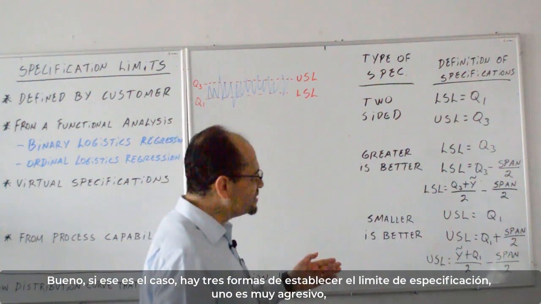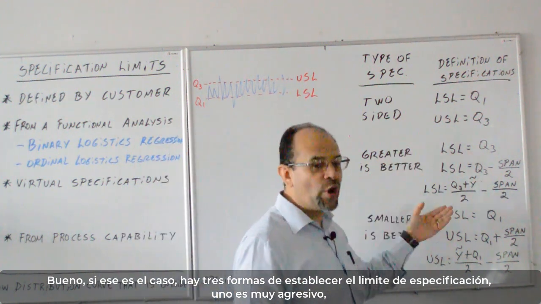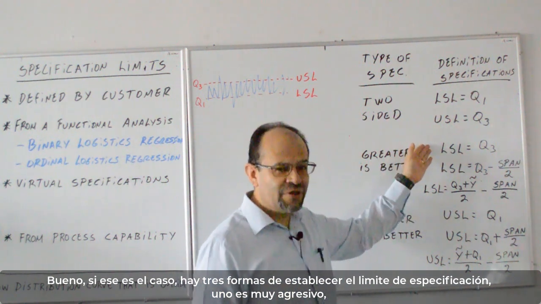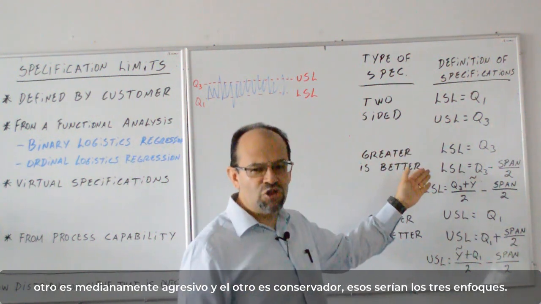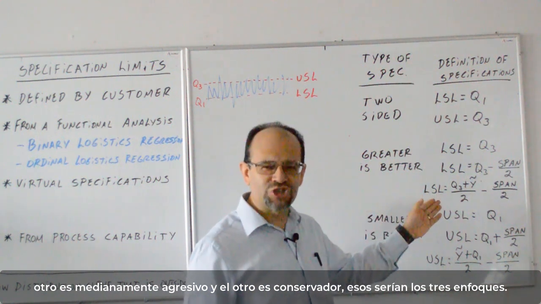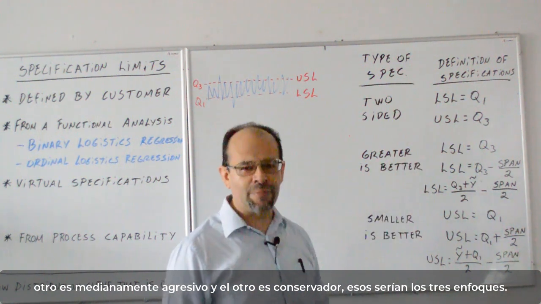Well, if that is the case, then there are 3 ways to establish the specification limit. One is very aggressive. One is medium aggressivity, and the other one is mild. We don't want to stress too much. So those will be the 3 approaches.